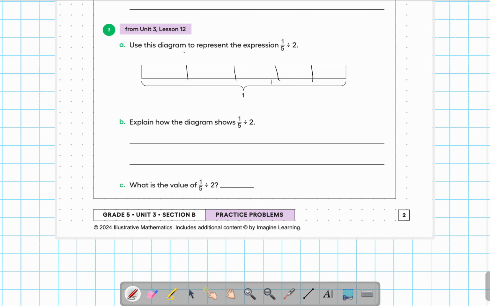Okay? So I'm going to divide 1/5 divided by 2. So to do that, I'm going to cut the fifth, one of those fifths, in half because I'm cutting it in 2 parts. So let me go ahead and do that. Cut it right here. So if I do that to this one, I'm going to also do that to the other ones.